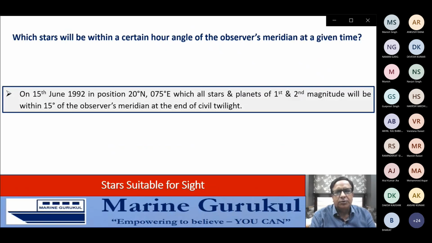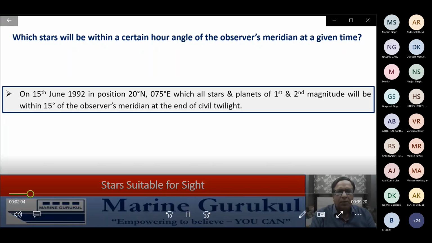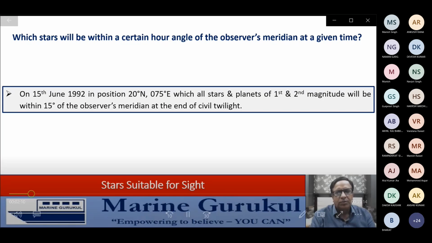The entire process of star identification based on various needs has been divided into few categories, and we shall see each one of them through some examples. The first one: we shall try and find out the stars which shall be within a certain R angle of the observer's meridian at a given time. Now, on 15th June 1992, in position 20 degrees north, 075 degrees east, which stars and planets of first and second magnitude will be within 15 degrees of observer's meridian at the end of civil twilight.